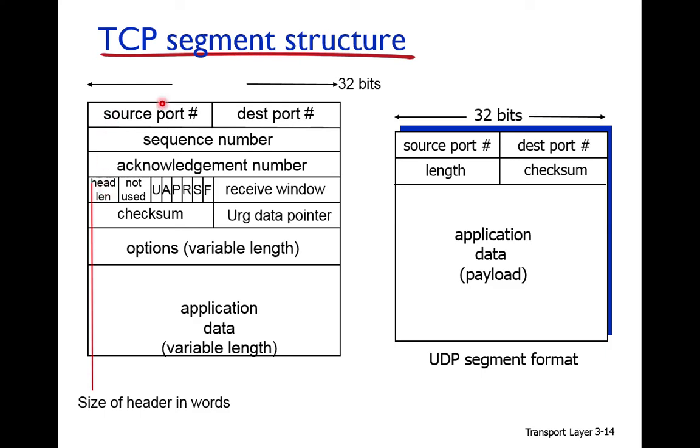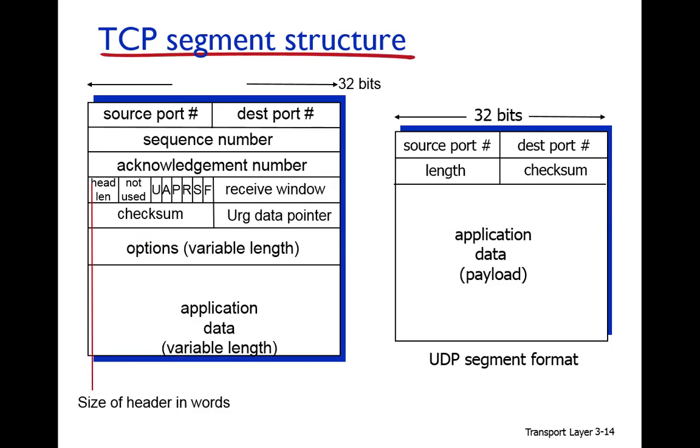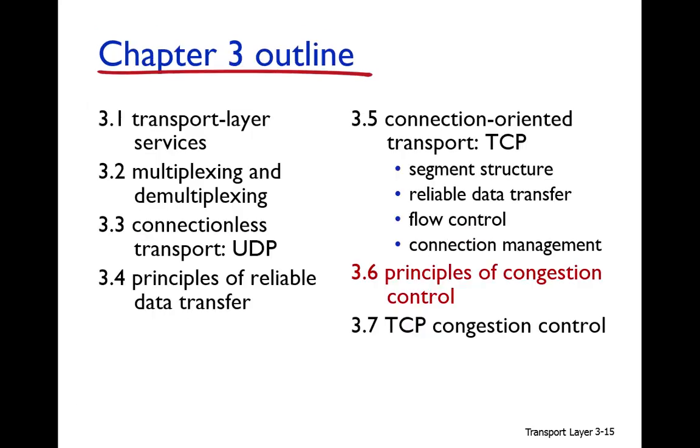Five means the header length is 5 words. If it is 6, it means that it contains one optional header line, because the 5 header lines are mandatory, and the 6th one is optional. So the 6th option is included. Okay, so we have discussed the TCP segment structure. Next we will discuss the principle of congestion control.